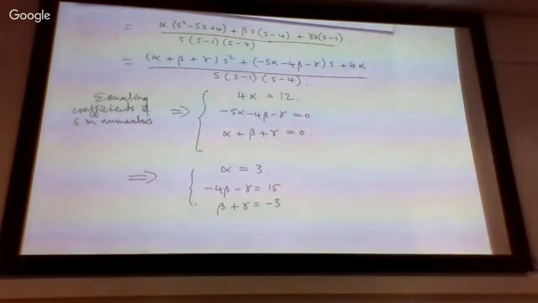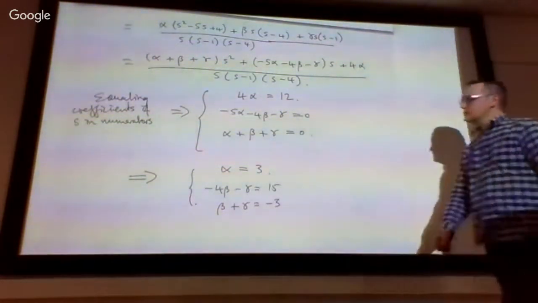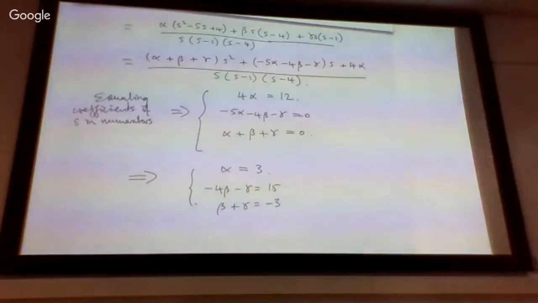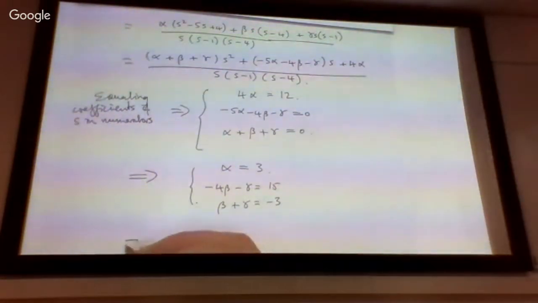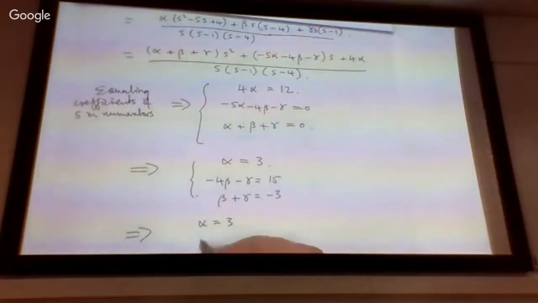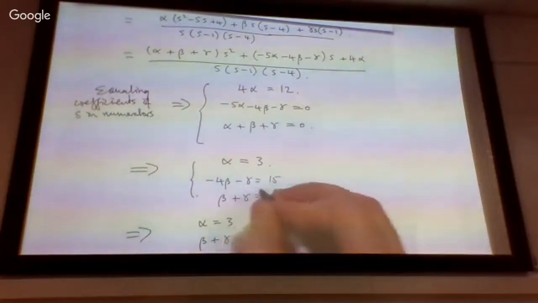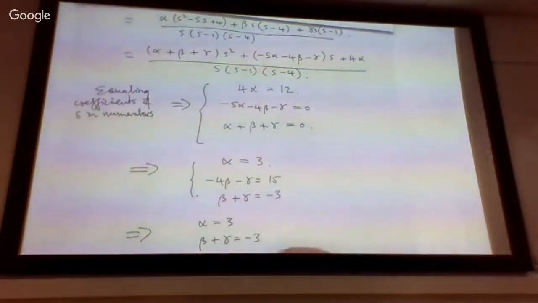So there's no need to go to the full-blown row reduction Gaussian elimination, because just with some simple substitutions we can solve these. See, we can add these two equations together now. So we'll keep the beta plus gamma equals minus 3, but we'll add it to the other equation, and we'll get minus 3 beta, the gammas cancel. When you add those two, you get 12.